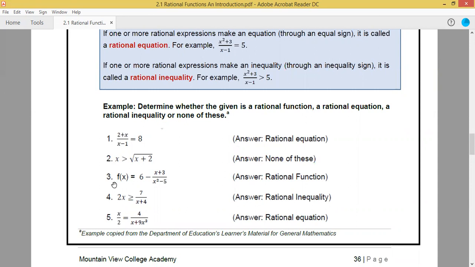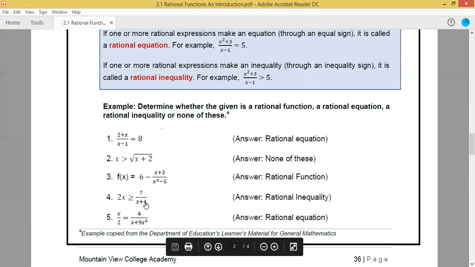Number three, it's a rational expression, and it's a single rational expression with the f of x on the other side. Thus, it is called a rational function. Next, number four, this is a polynomial. This is also a polynomial, so it is a rational expression. With the inequality sign, it becomes a rational inequality.